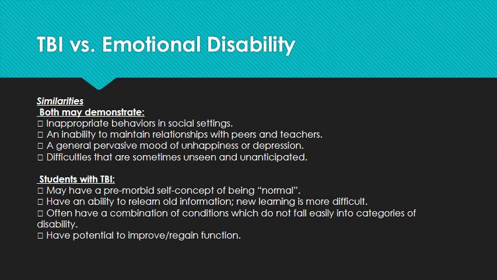Students with traumatic brain injury may have a pre-morbid self-concept of being normal. They have an ability to relearn their old information. It's the new learning that is more difficult. They often have a combination of conditions which do not easily fall into categories of disabilities, and they have the potential to improve and regain function.